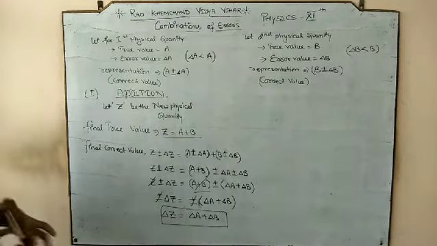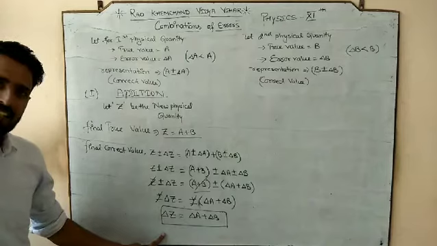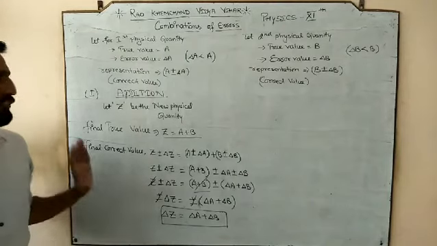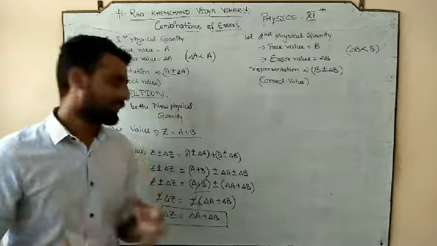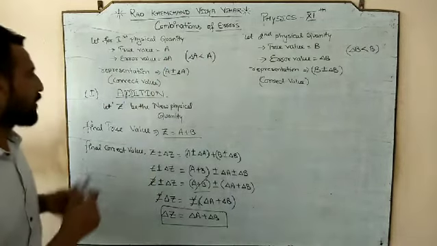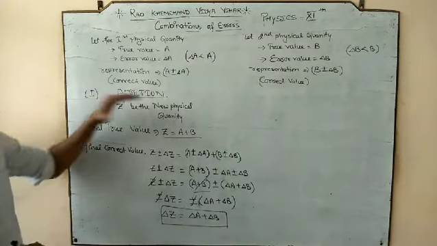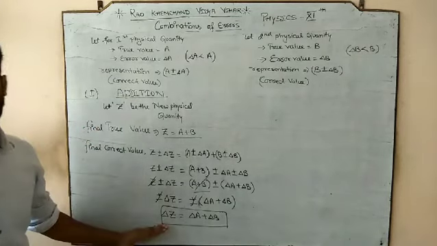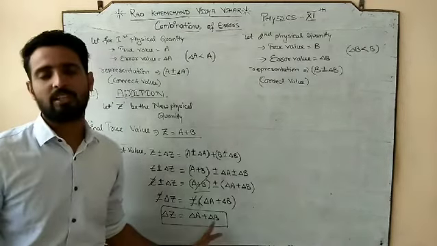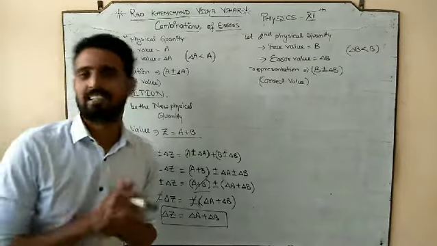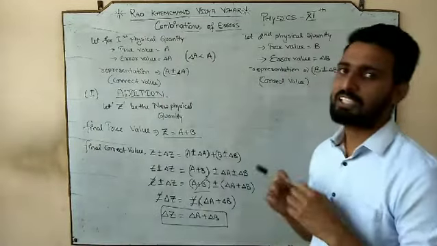What final conclusion do we get? That delta Z, what was that delta Z? Delta Z is the final error. Final error means the error after the combination. But which operation are we performing? Addition. So the final error after addition is equal to the error of the first quantity plus the error of the second quantity. So in this manner we can perform the addition.